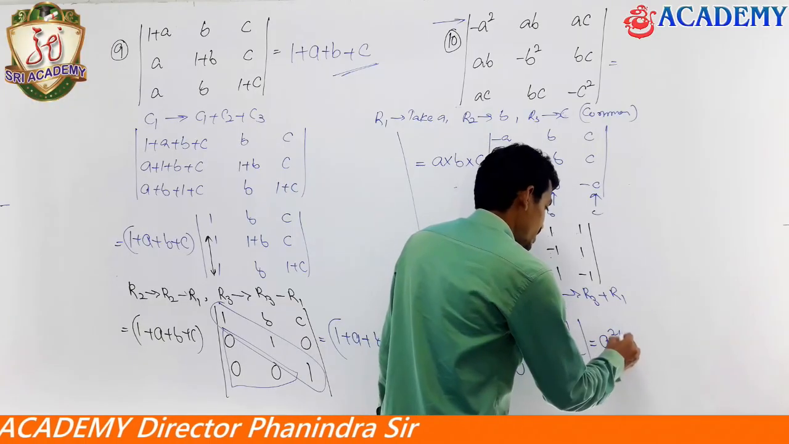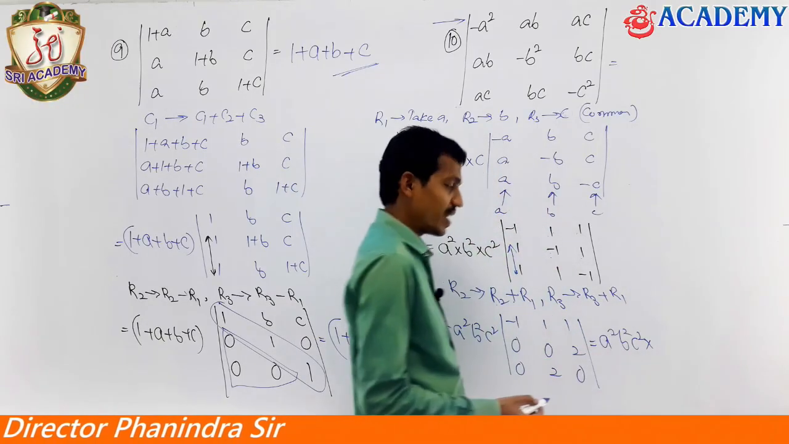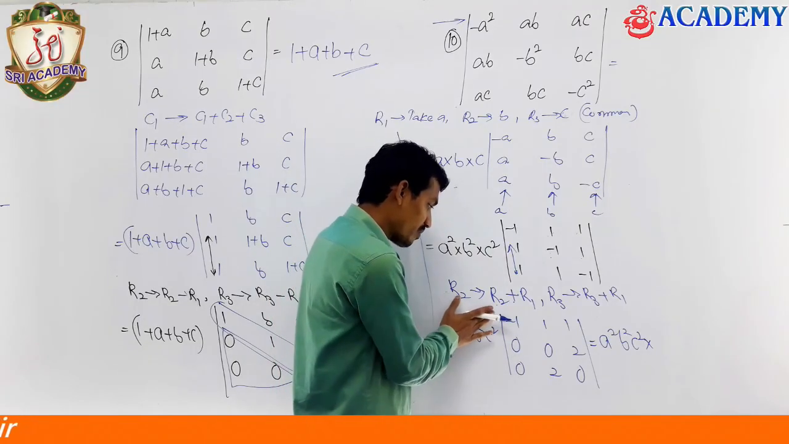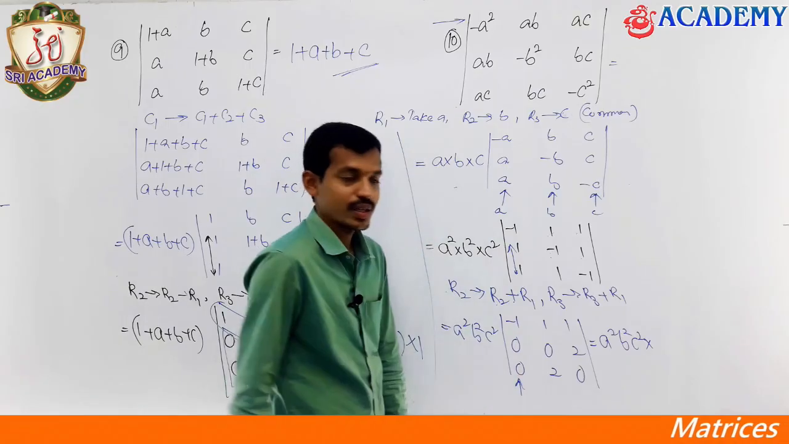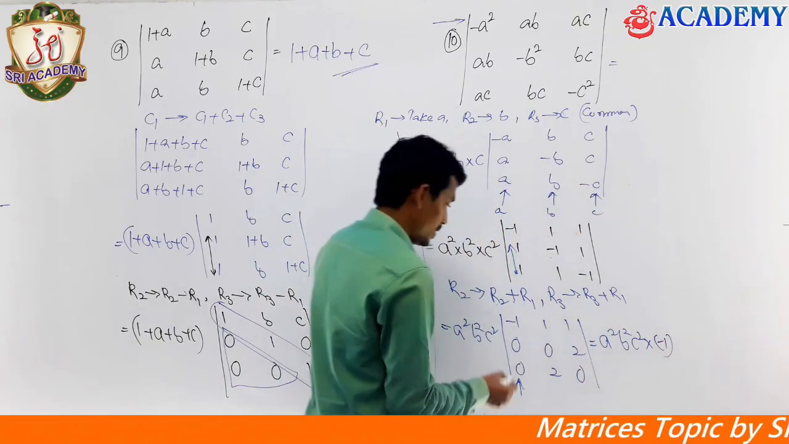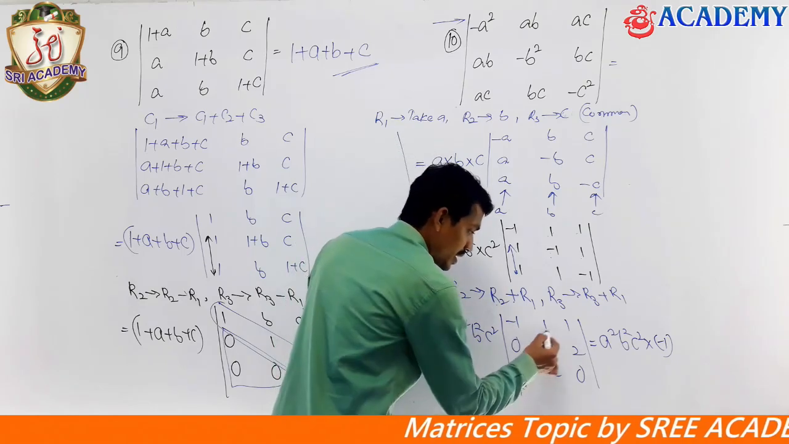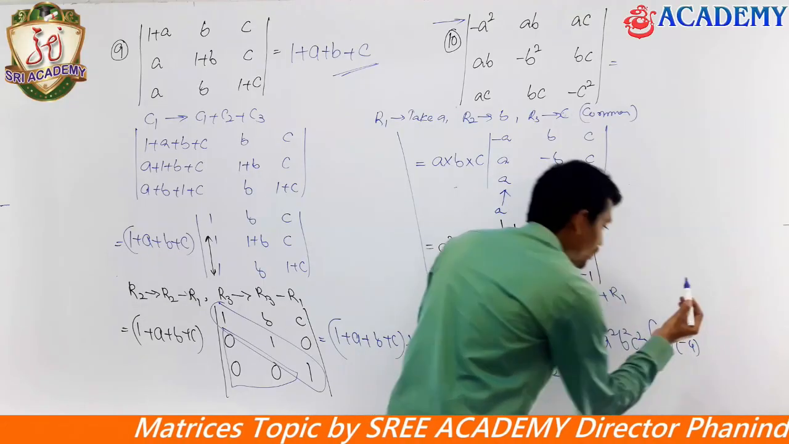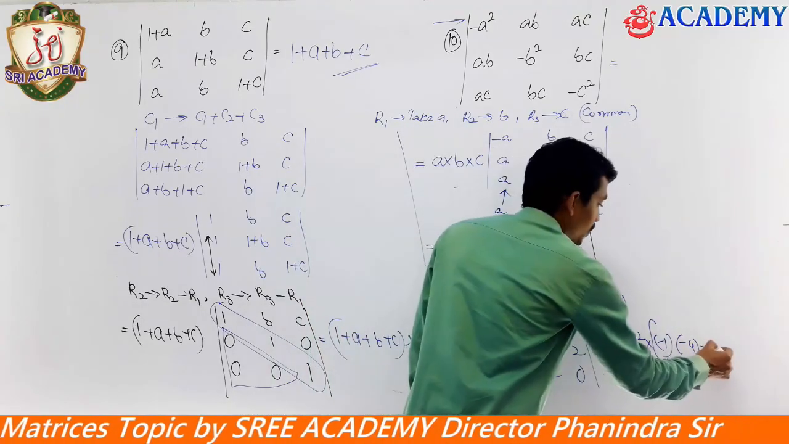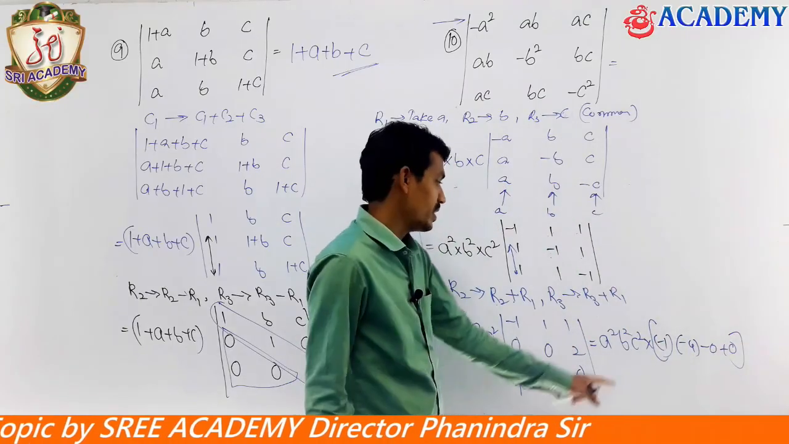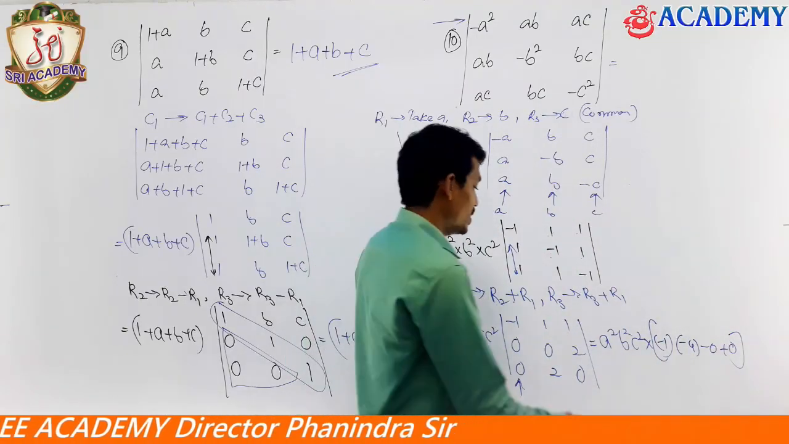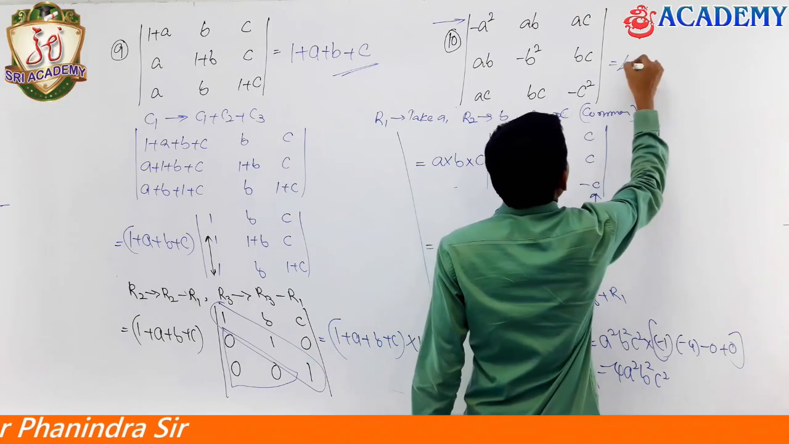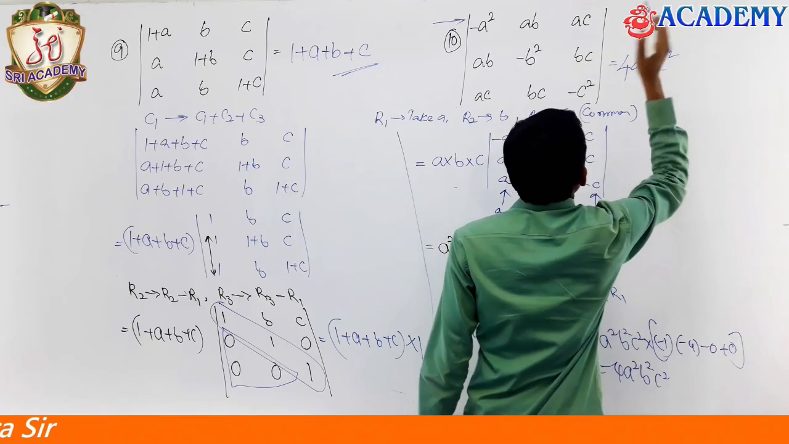A square B square C square into, if I expand this matrix by using row number 1 or column number 1, minus 1 into this matrix determinant, that is 0 minus 4, 0 minus 4, minus 0 plus 0. That is minus 1 minus 4, which is nothing but plus 4. Simply 4 into A square B square C square. The answer is going to be 4A square B square C square.